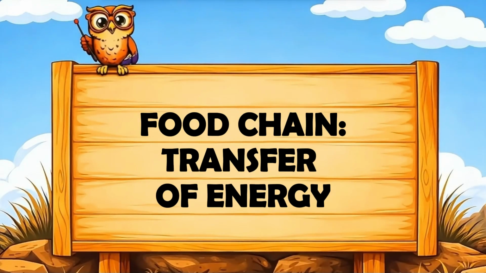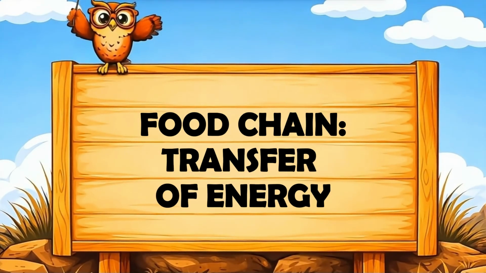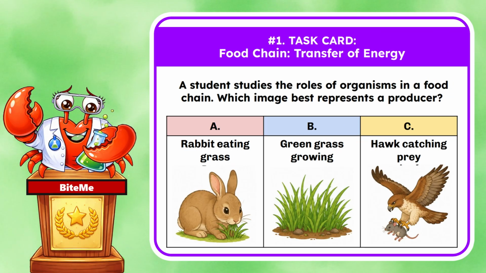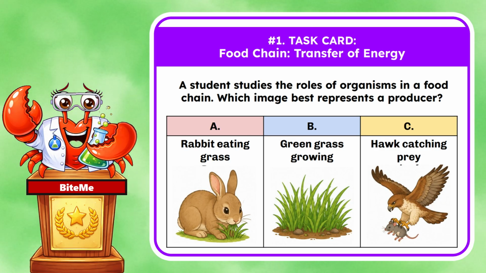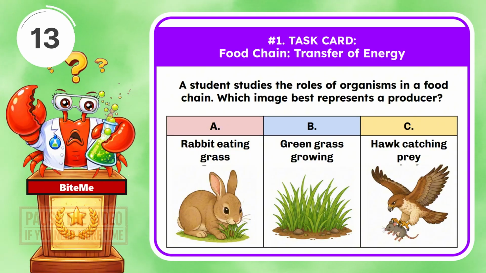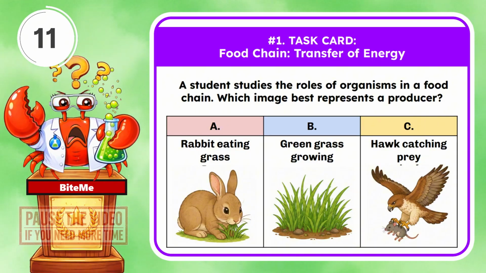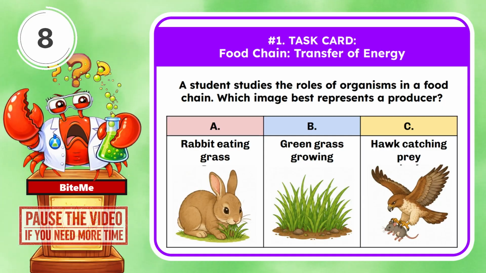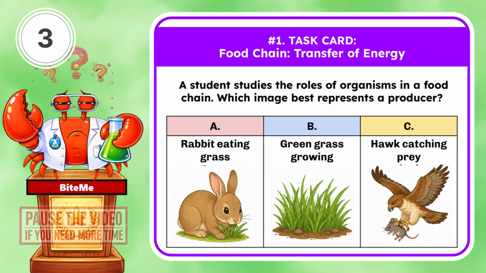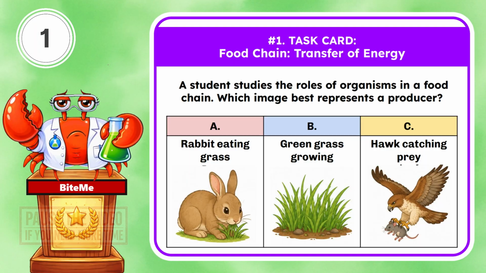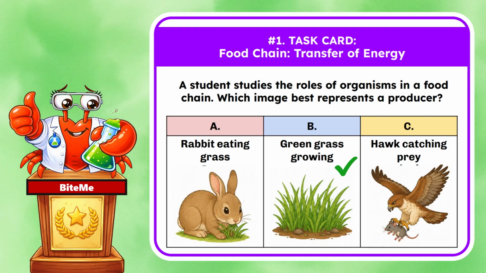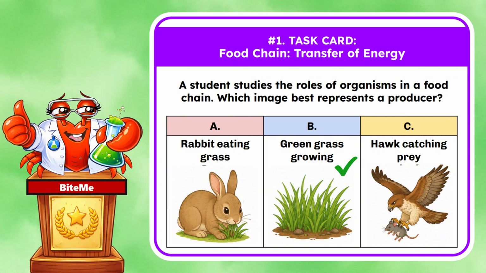Our lesson for today is all about food chain, transfer of energy. Let's begin. A student studies the roles of organisms in a food chain. Which image best represents a producer? And the correct answer is letter B, green grass growing.